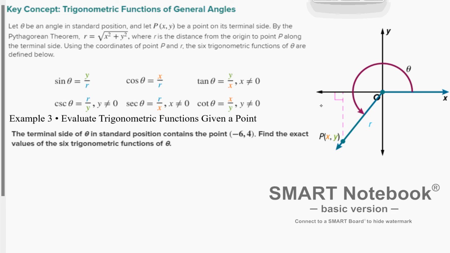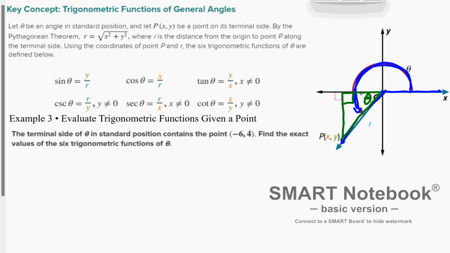Okay, looking at example 3 here, evaluating a trigonometric function at a given point. The idea here is when we put an angle in standard position, we have this angle opening up to a certain degree, and we have this point right here. Well, from the x-axis we can create a right triangle. So just like before, the angle of reference that I'm going to be referencing is right here.